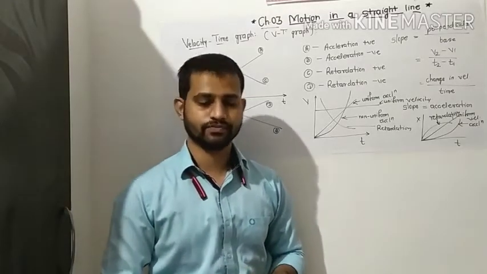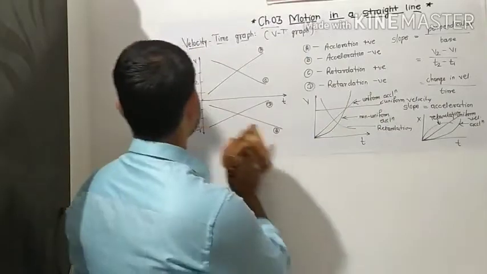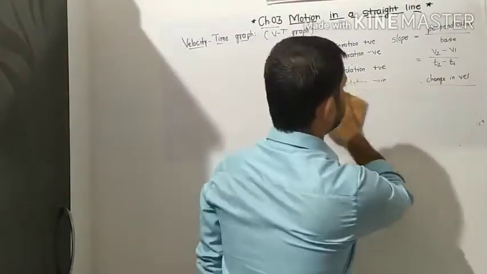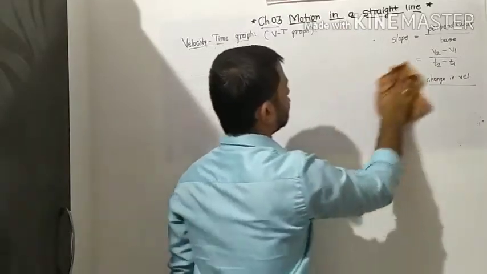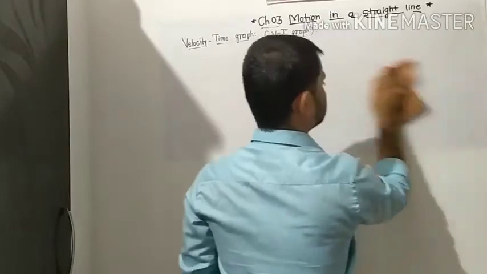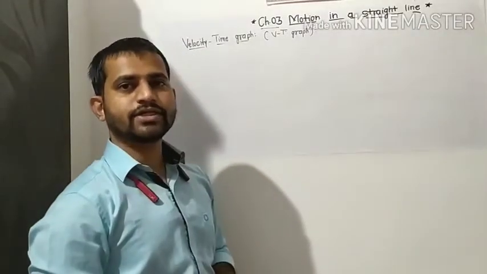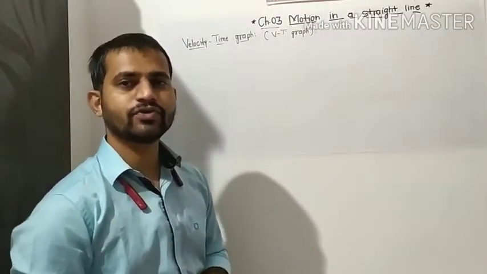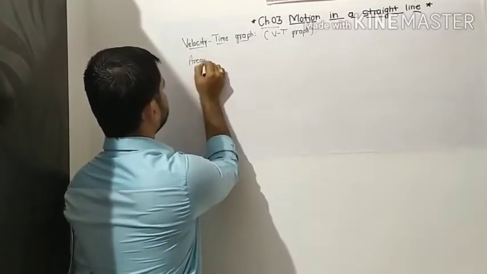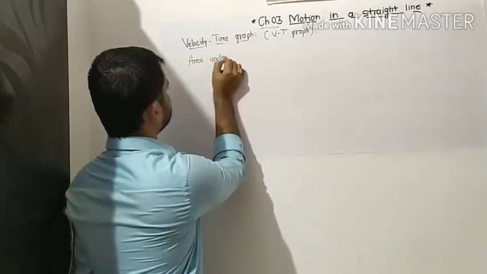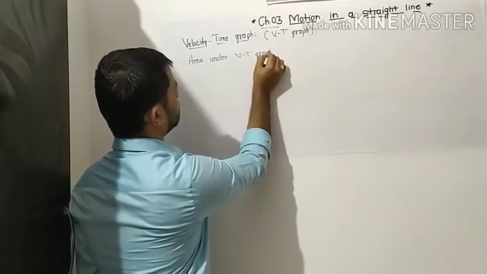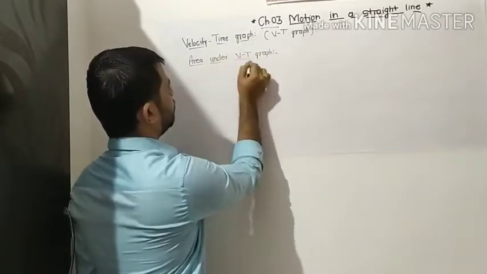Okay, so the next step in the VT curve is the area under the VT curve. As the slope of the VT curve gives us the acceleration, the area under the VT curve also gives one physical quantity. Area under VT graph. Okay, area under VT graph.